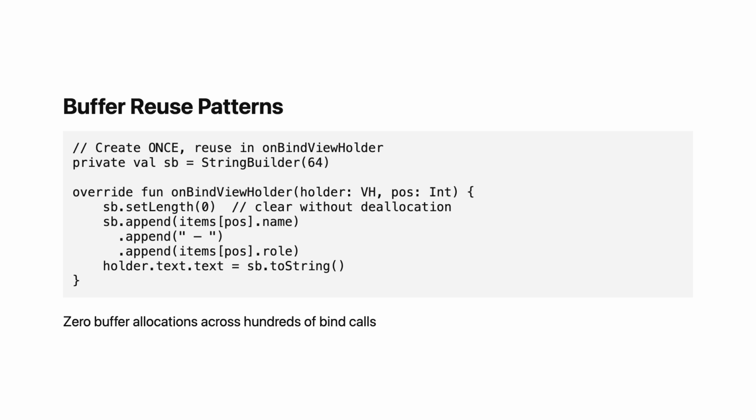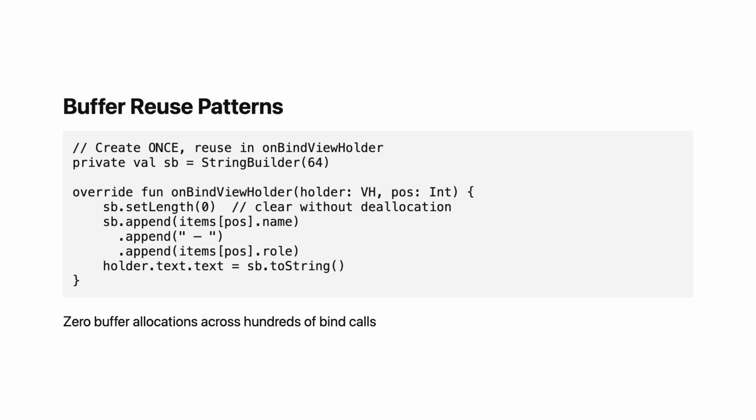When you need to build strings repeatedly, say formatting items in the RecyclerView adapter, reusing a StringBuilder can make a measurable difference. Instead of creating a new StringBuilder for each item, create one and clear it between uses. Call setLength(0) to reset it without deallocating the internal buffer. The buffer stays allocated at its previous size, ready to be filled again.